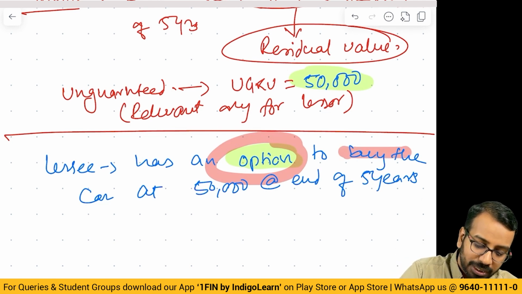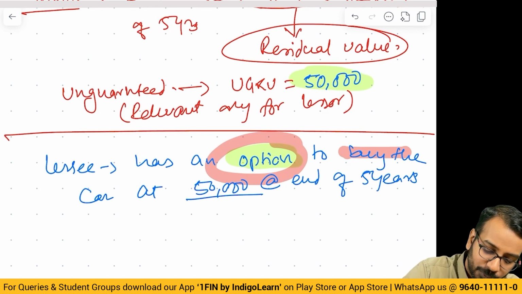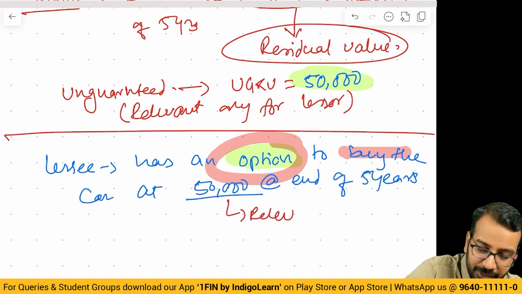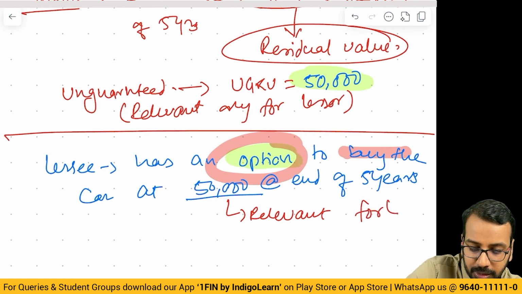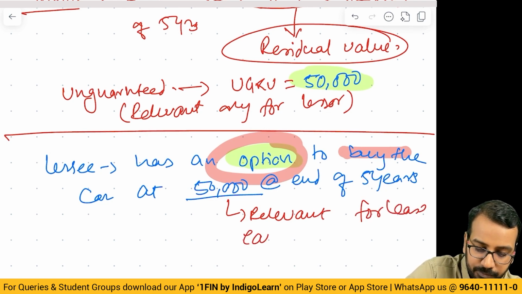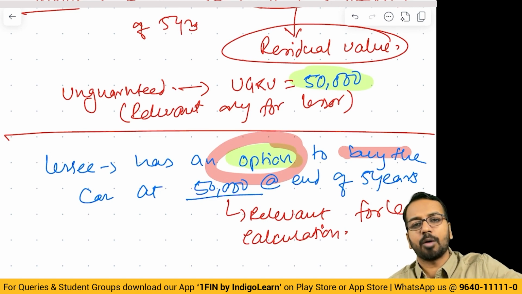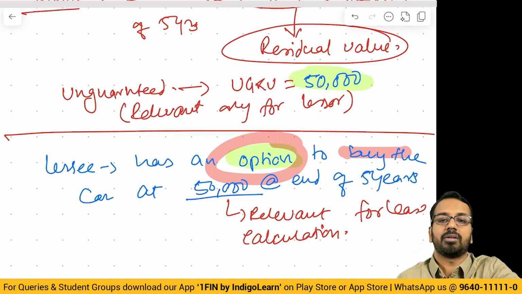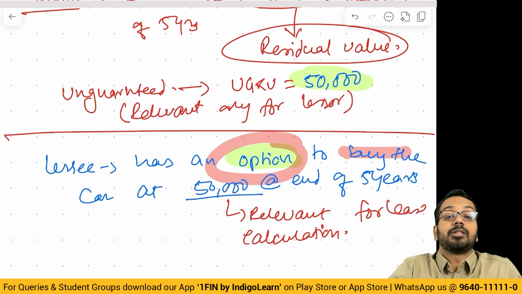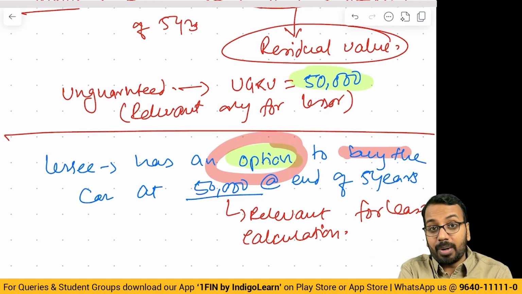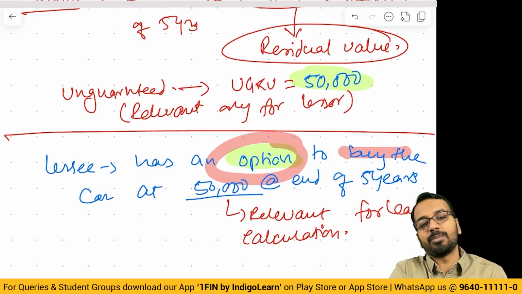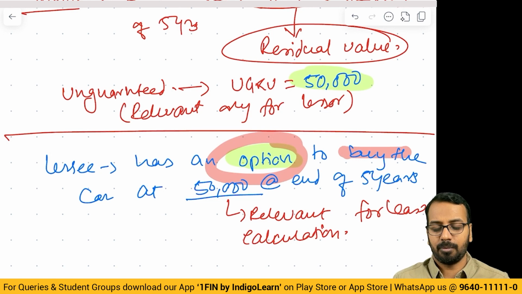Now this payment, whatever payment we make, 50,000, is relevant for lease calculation. Now, if there is an option to buy, generally you will not have a residual value guarantee. But if it is a larger asset, for some part there may be an option to buy and for some part there may be a residual value. That is also possible.